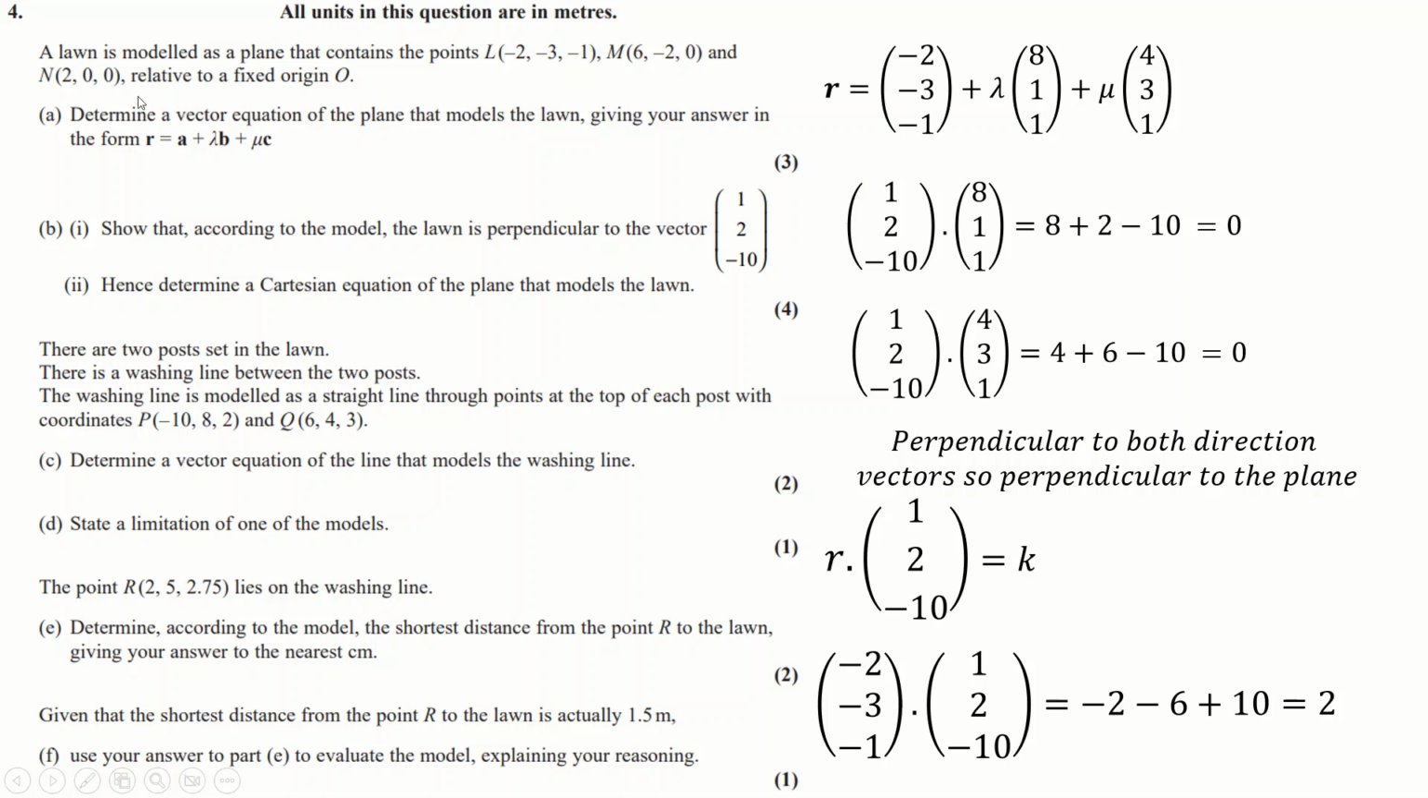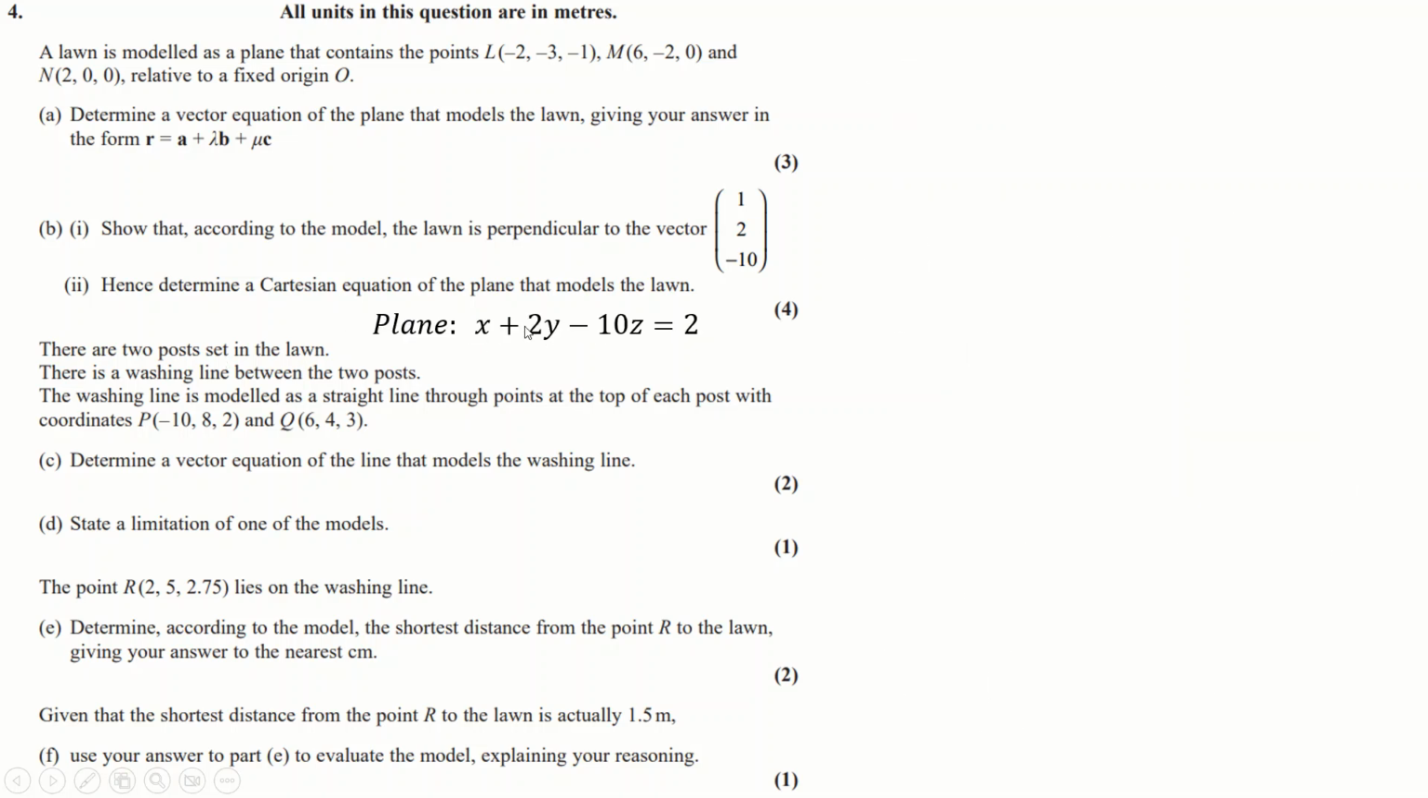It would be the same if you put in these other 2 points. Clearly you can see if you put in 2, 0, 0, it's just going to be 2. That would have been easier. But of course k is 2, and now r represents the vector x, y, z. So when you dot x, y, z with this, you get 1x plus 2y minus 10z equals 2, and that's Cartesian form. Good, there are 2 posts in the lawn, so that's the plane there. I think that's just what I wrote down, yeah it is.